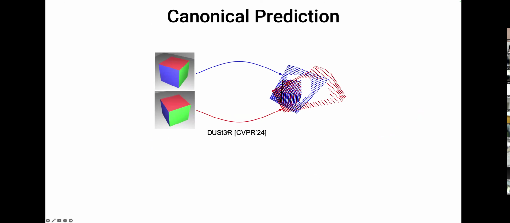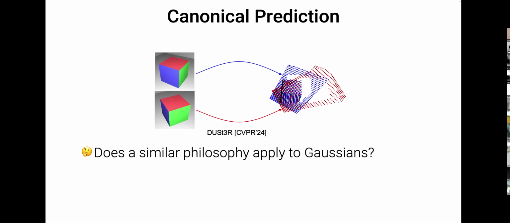Back to this DUSt3R paper that we mentioned at the very beginning, they demonstrate that, given these two views here, you can directly predict the point map in the canonical space without the need for camera poses from the two views. However, does such a similar philosophy apply to Gaussians?